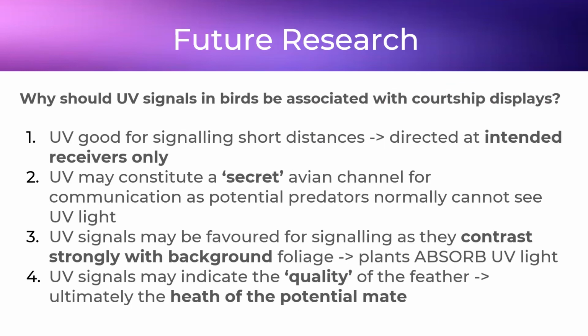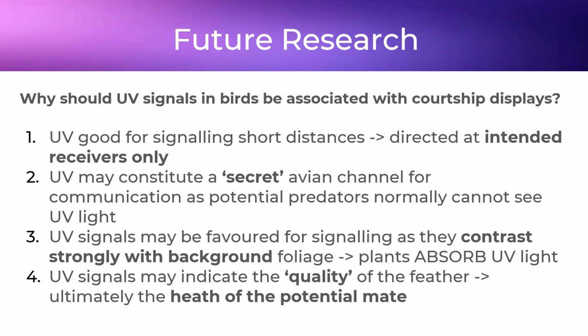But why should UV signals in birds be associated with courtship displays? We never really got into this, but these researchers made some predictions. So first is that UV may be a good medium for signaling over short distances because it is more rapidly degraded over longer distances than longer wavelengths due to particle scatter. UV signals can then be directed at intended receivers while remaining obscure to eavesdroppers.